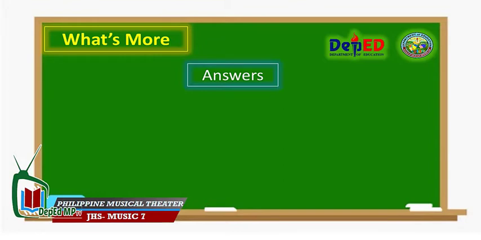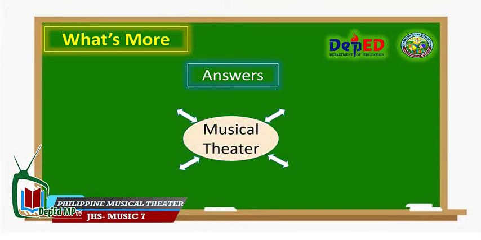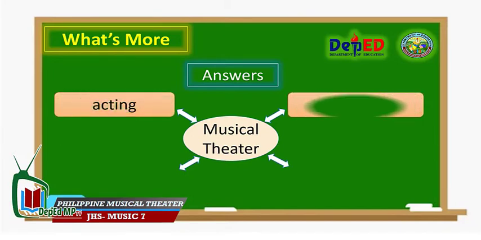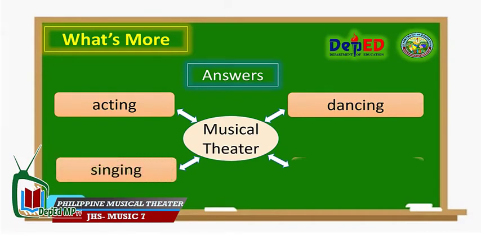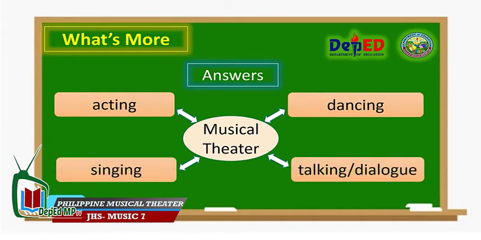Let us now check your answers. The keywords that define a musical theater are acting, dancing, singing, talking or dialogue. Were you able to write these keywords too? If yes, good job! If no, you may go over this video again later.